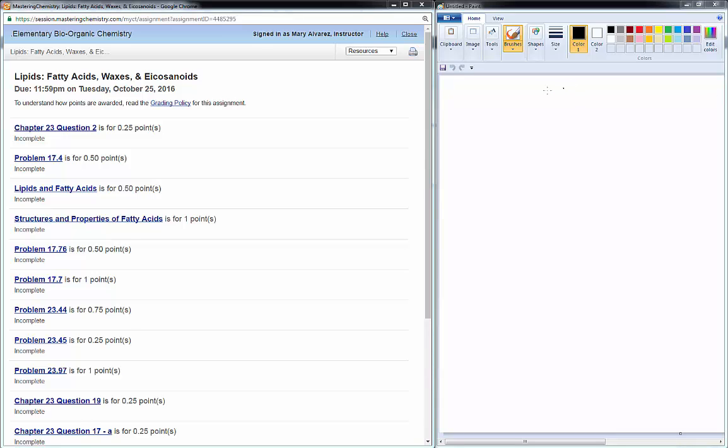Good morning. Today we're going over our first assignment on lipids. So this is going to cover fatty acids, which are a building block of many of our lipids, waxes, and eicosanoids. So here we go.